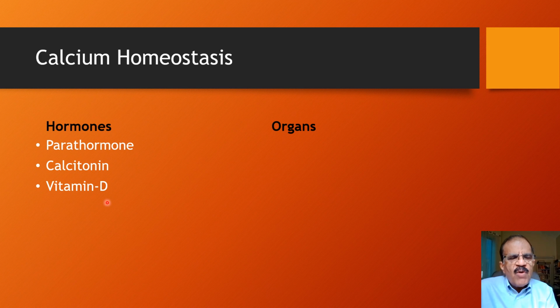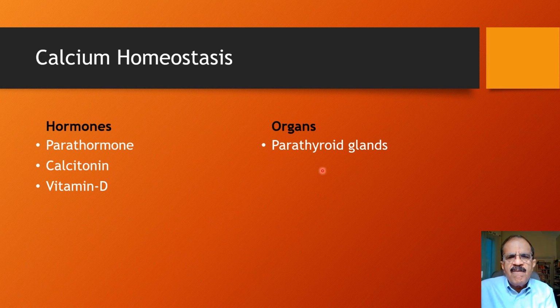Then vitamin D is a vitamin as well as a hormone. When we ingest it or when vitamin D is produced in the skin, it is inactive, but it has to be activated to become a hormone. And that also plays a very important role. So these three hormones work in very good harmony to keep our calcium level from getting very low or from getting very high. So organs which are involved: parathyroid glands, we have four of them.